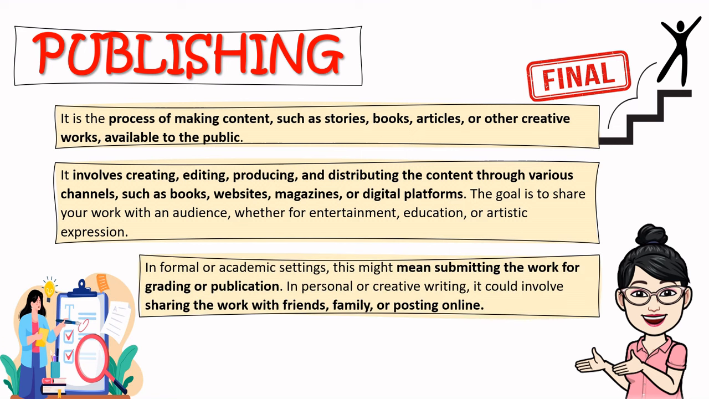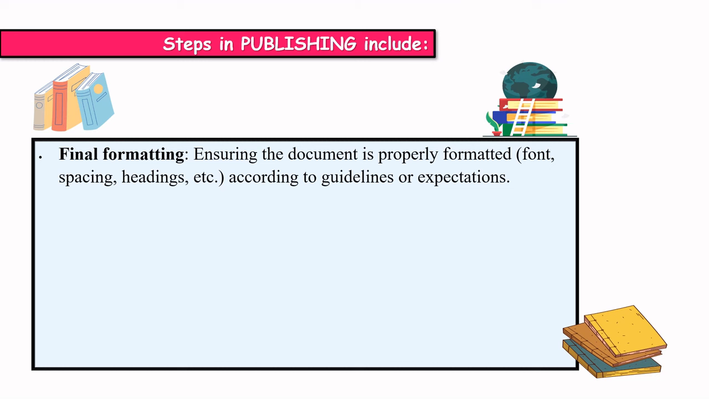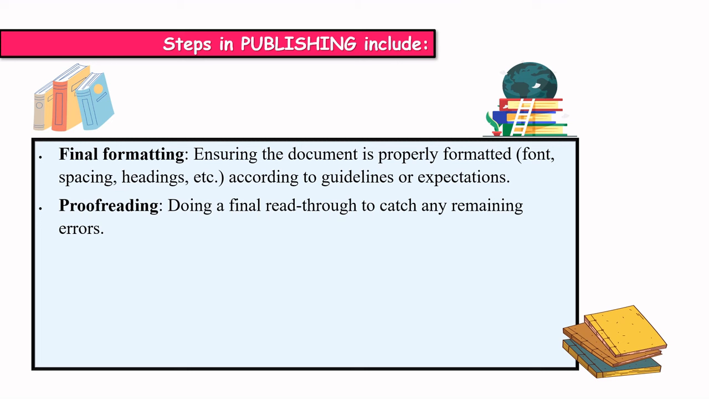In formal or academic settings, this might mean submitting the work for grading or publication. In personal or creative writing, it could involve sharing the work with friends, family, or posting online. Steps in publishing include final formatting, ensuring the document is properly formatted, font, spacing, headings, etc., according to the guidelines or expectations. Proofreading, doing a final read-through to catch any remaining errors.